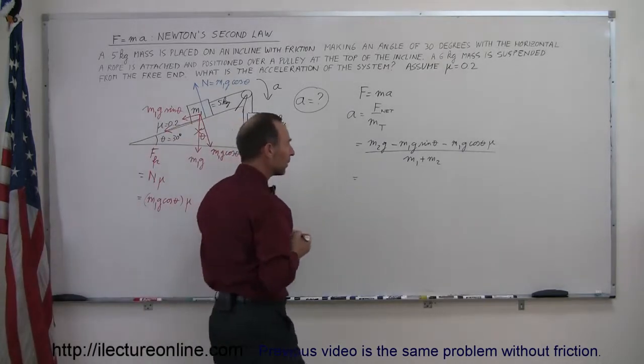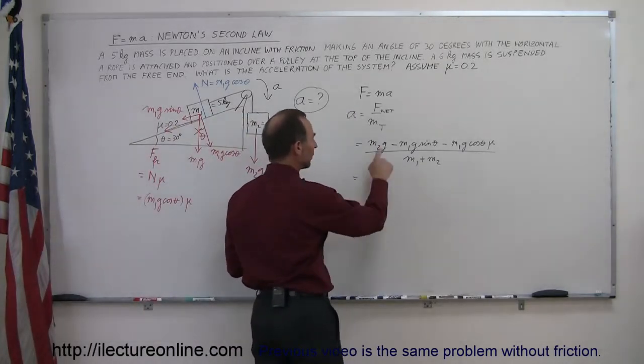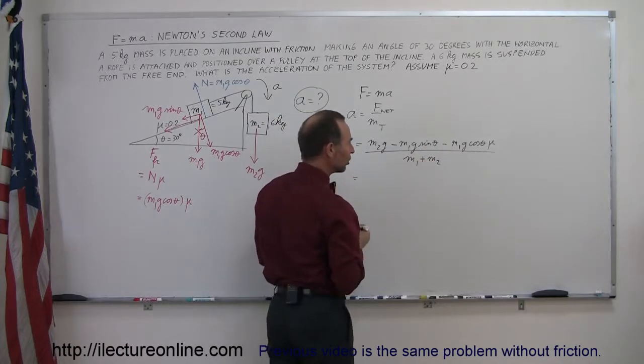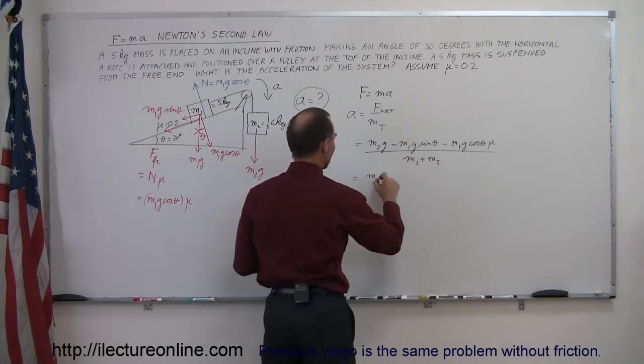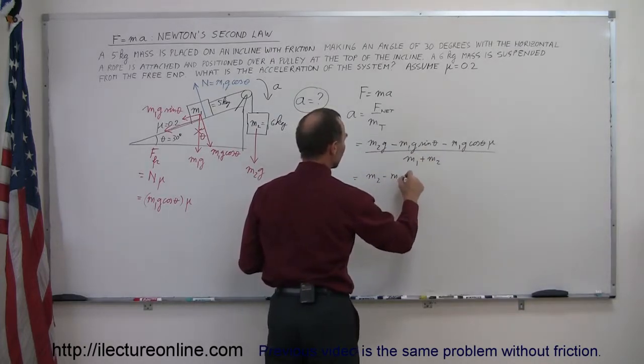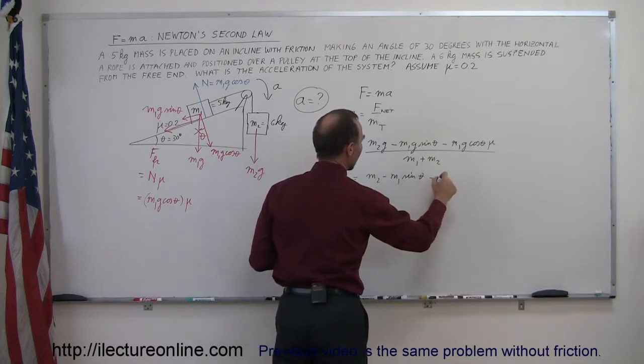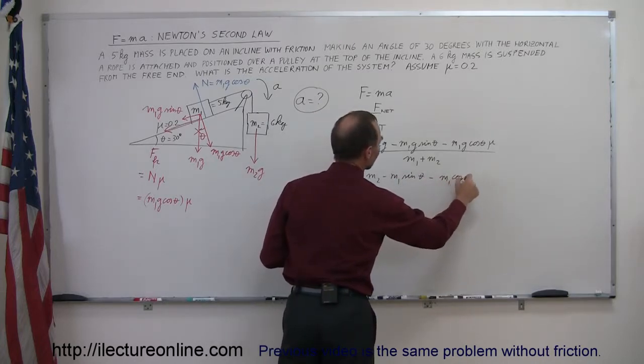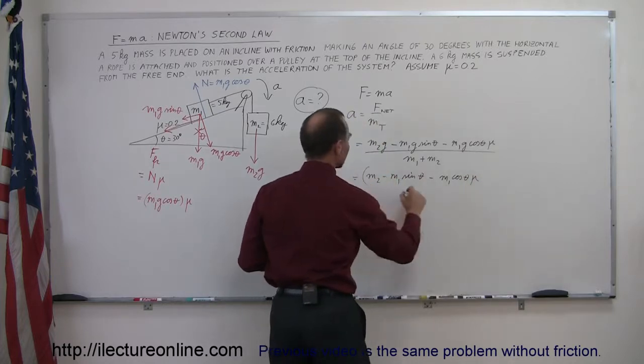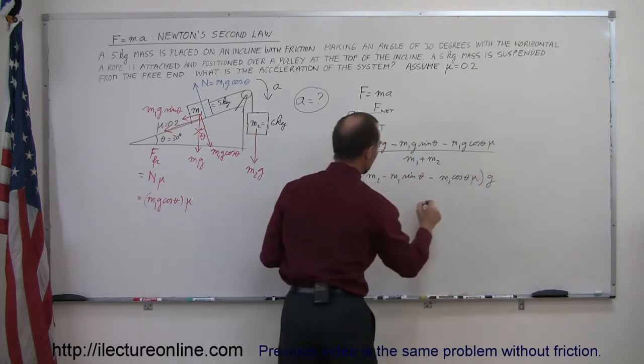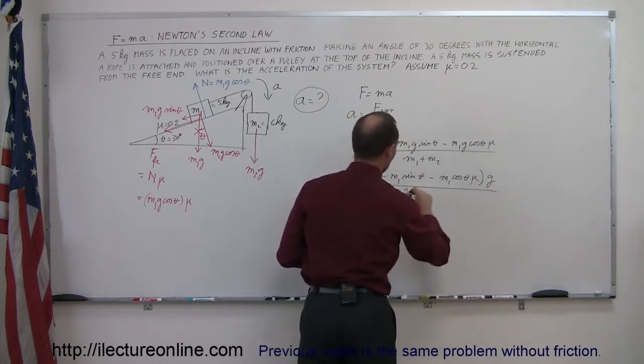So maybe to simplify the equation a little bit, I realize that every term has a g in it. I can factor out the g. So we have m2 minus m1 sine of theta minus m1 cosine of theta times mu, and then this whole numerator times g, all divided by m1 plus m2.